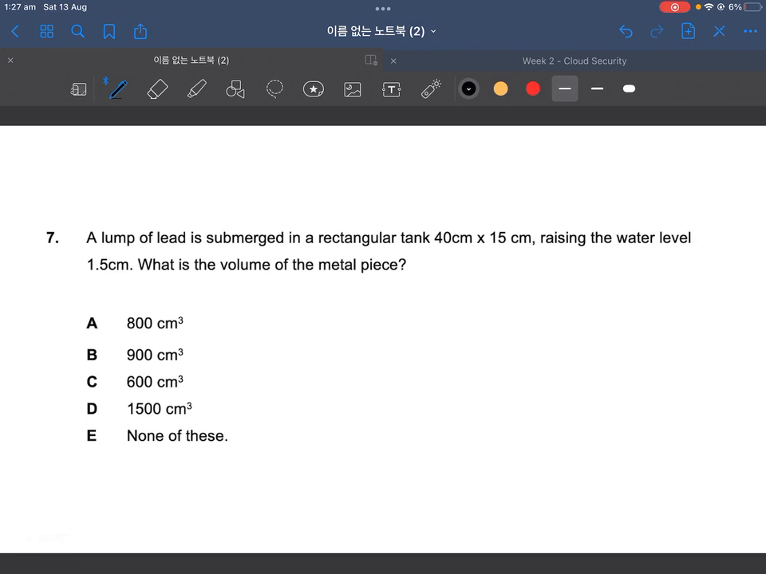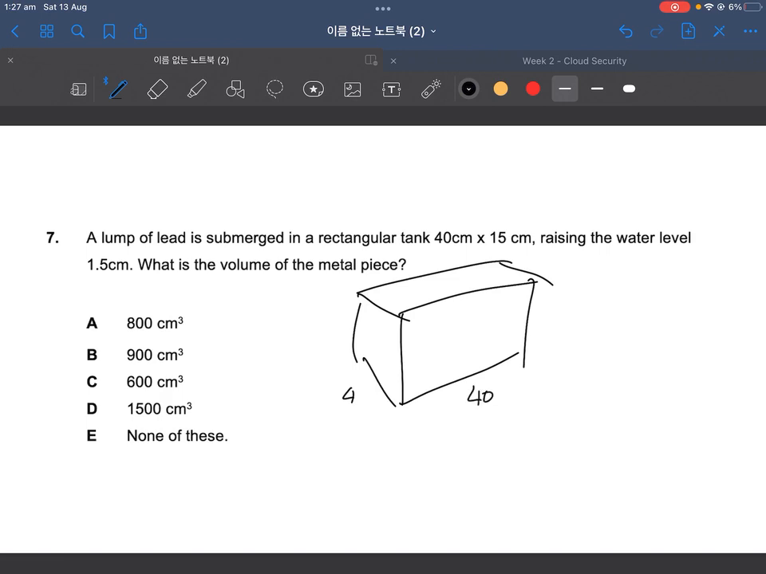7. A lump of lead is submerged in a rectangular tank 40 centimeters by 15 centimeters, raising the water level by 1.5 centimeters. What is the volume of the metal piece? Now, to tackle this question, guys, I hope you understand that if we have a water tank such as this, and its dimensions are 40 by 15, we actually don't know the level of the water. Level of the water was as is, but as soon as we put the lump of metal in, suddenly the water increased by, let's say, 1.5 centimeters.